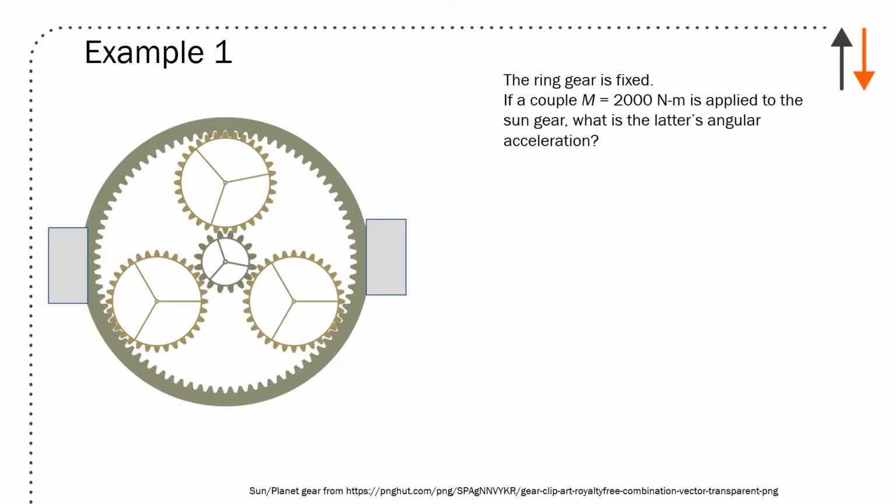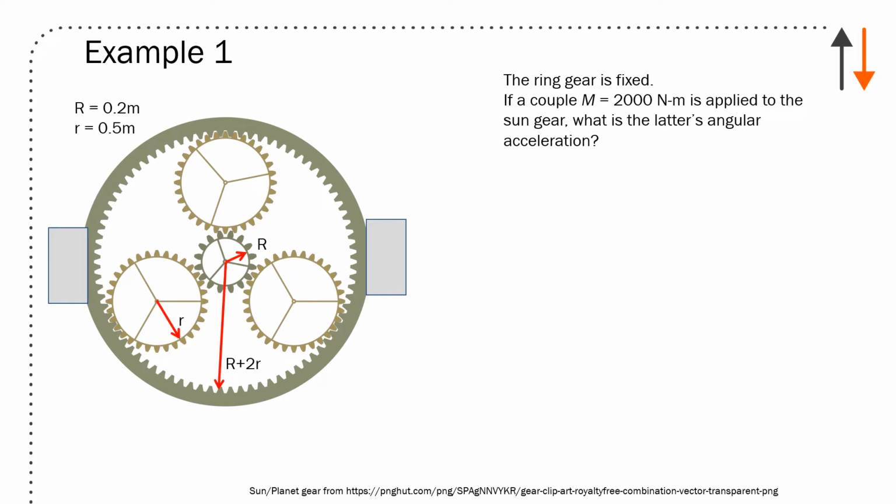I have here a ring gear, and a ring gear has a center gear, 3 planet gears, and an outer ring gear right here. So it's a sun and planet gears. A couple of 2,000 Newton meters is applied to the sun gear, and the sun gear is that center one where everything orbits. What is the sun gear's angular acceleration?